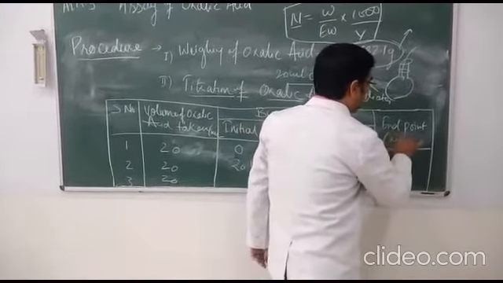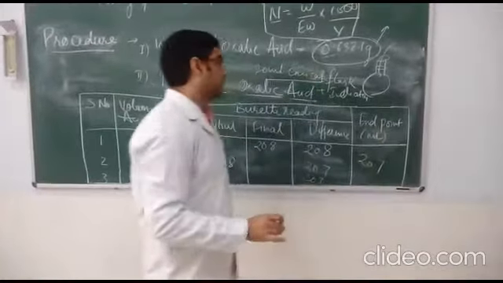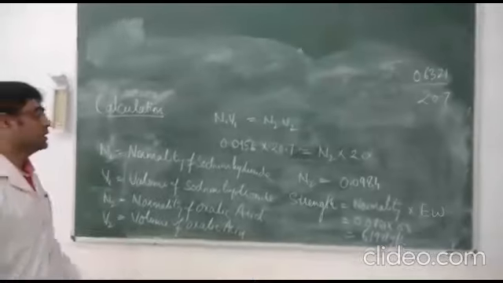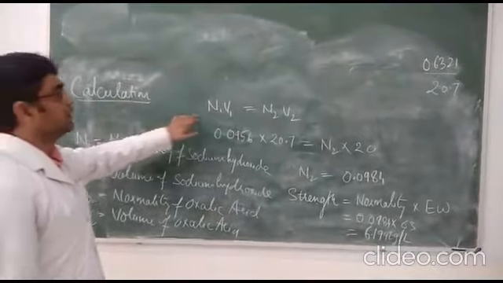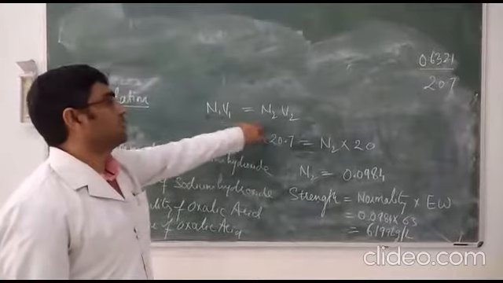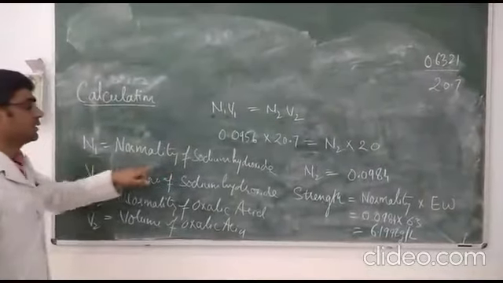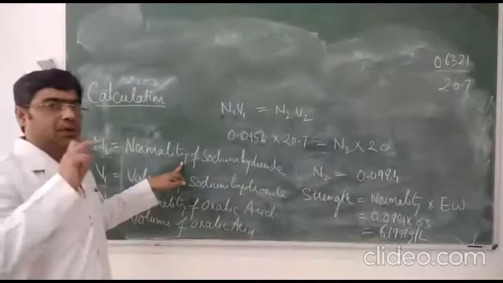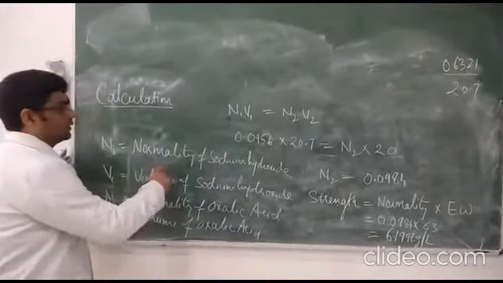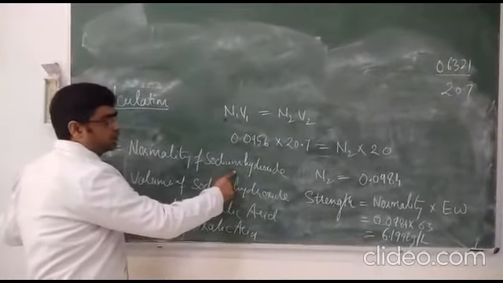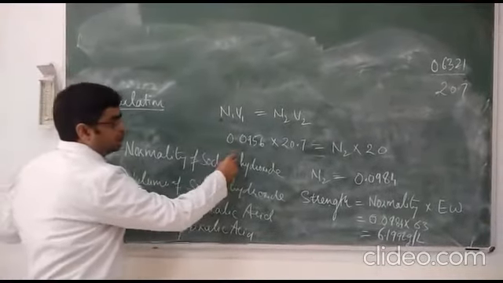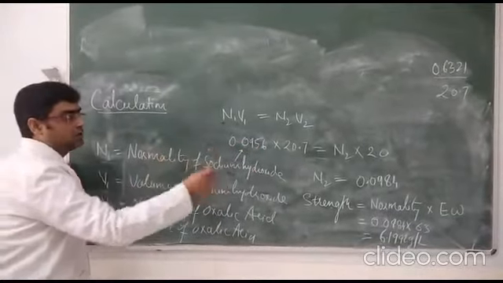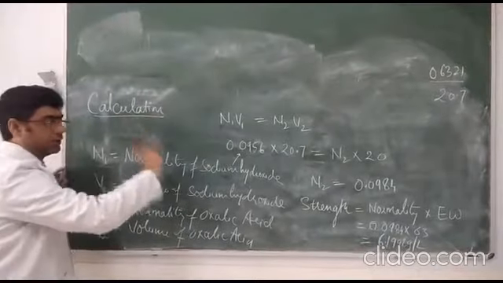So we will see how we have to do the calculation for the estimation, or assay, of oxalic acid. We will see the calculation part of this. Here we have written the same formula, N1 V1 is equal to N2 V2. Here N1 we have considered for the normality of sodium hydroxide. That is the same normality that we calculated in the fourth experiment, the standardization of sodium hydroxide. In that we have calculated and put the value, that is 0.0956. So accordingly, whatever value comes for you, you will put that from the fourth experiment.